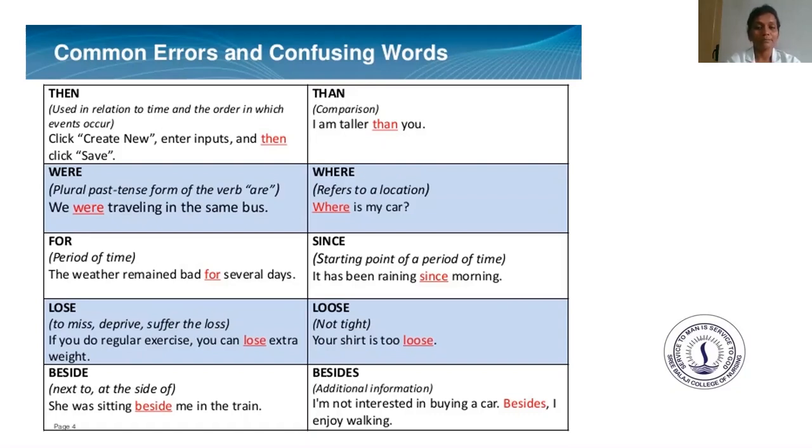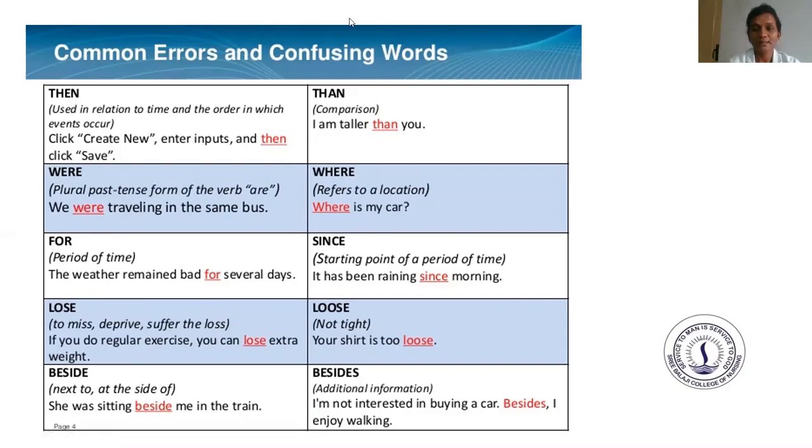Beside and besides. Beside means next to, other side of. She was sitting beside me, or she was sitting next to me in the train. She was sitting beside me in the train.